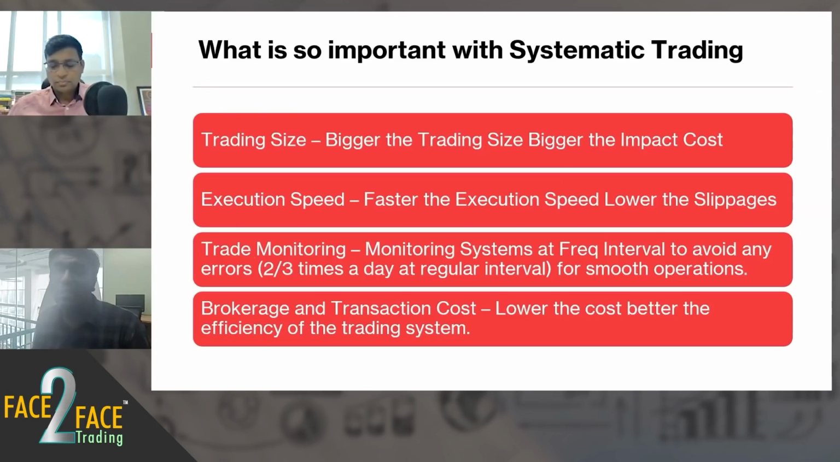And at times when we are trading with a bigger size, the bigger the size we are trading, we'll be moving the market if you are using market orders. Remember, there are two types of order most traders use. One is a market order, another one is a limit order. When you put a limit order, it goes to the order book and it sits, and you provide liquidity, and there won't be any impact cost.